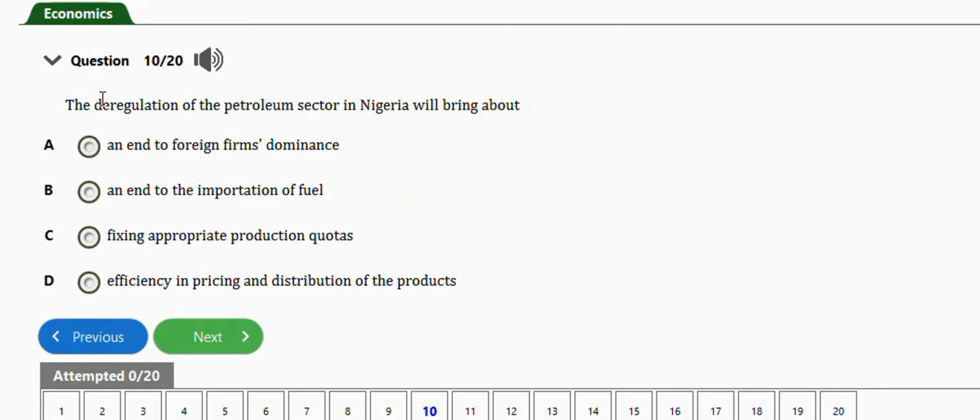Next question says the deregulation of the Nigerian petroleum sector will bring about an end to foreign firms' dominance, an end to the importation of fuel, fixing appropriate production quotas, efficiency in pricing and distribution of the product. The right answer is option D, efficiency in pricing and distribution of the products.